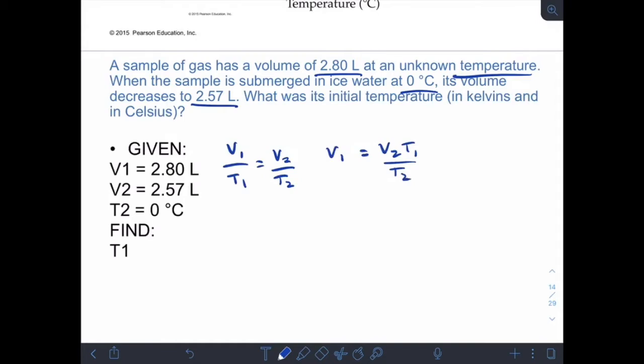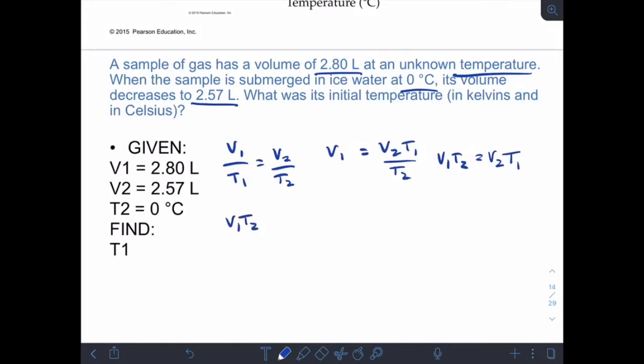And then I ultimately want to get T1 all by itself. So I'm going to multiply T2 to the other side. So we get V1 T2 equals V2 T1. And then I'm going to divide V2 to the other side so that I have T1 by itself. I'm going to do that right down here on the left. So V1 T2 over V2 equals T1. This is just showing the steps for the rearrangement of the equation.